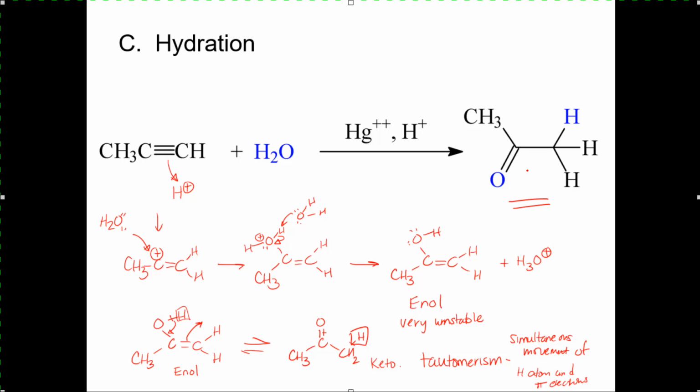Now, if you're thinking, could we do anti-Markovnikov addition? Because if we did anti-Markovnikov addition, we would end up converting the end carbon to a C double bond O, and we could make an aldehyde out of the triple bond. That would be useful on some occasions. So how would you do anti-Markovnikov addition?